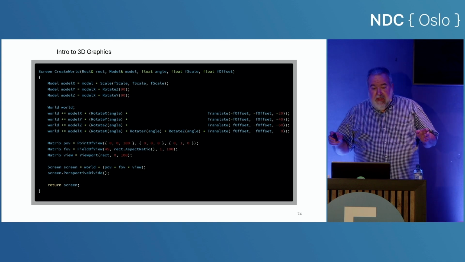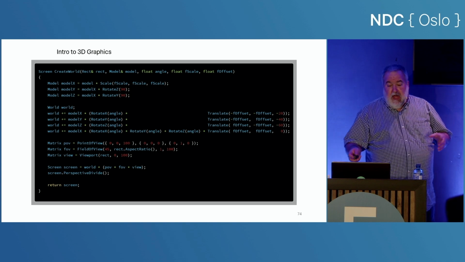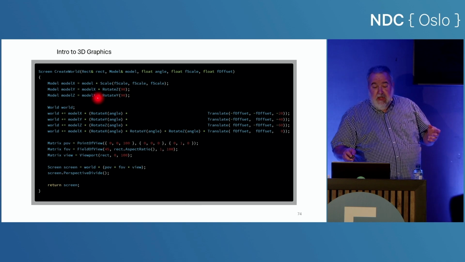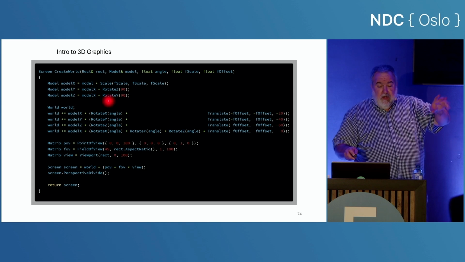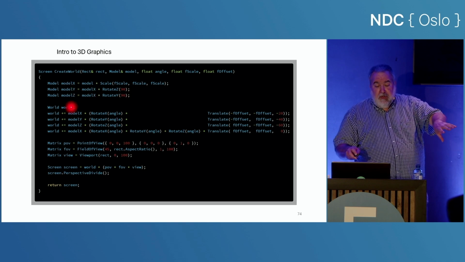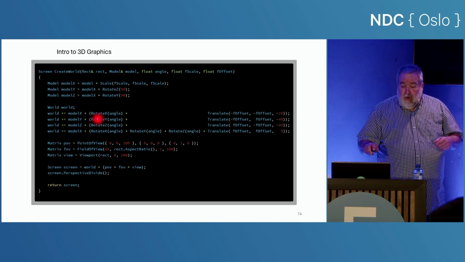This is the entire example of my pipeline in my application. I have a model passed into me. I scale it and place it. I rotate it. I make a copy of it. I place it. I rotate it again. I place it. Or actually, pardon me.